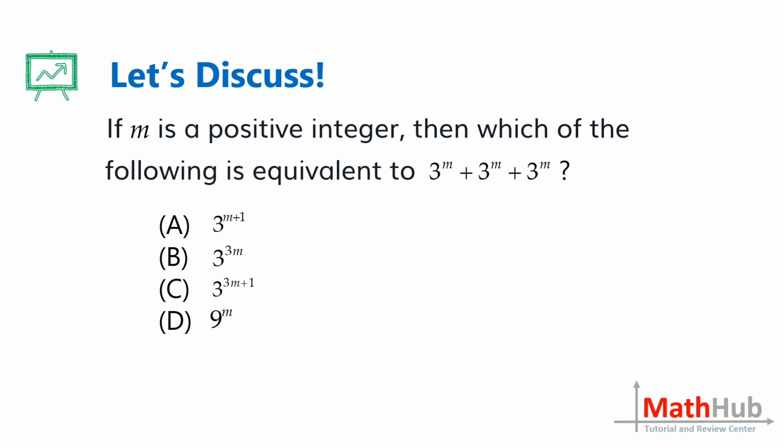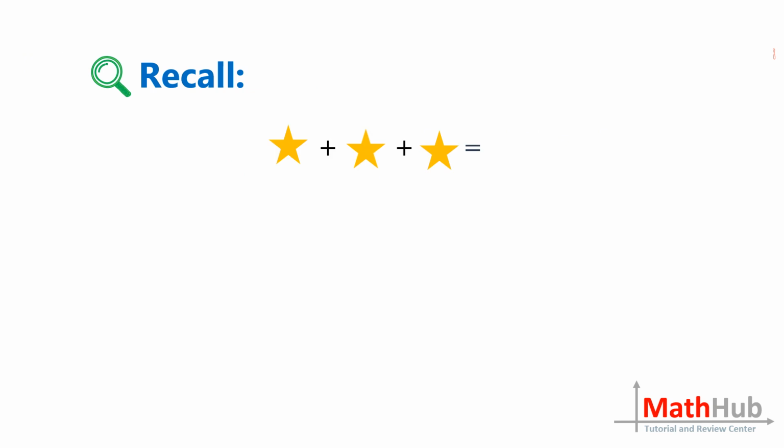For this example, we want to find an equivalent expression for 3 to the m plus 3 to the m plus 3 to the m. First, let us recall this. If I have a number added to itself 3 times, what is that? So for example, I have 5 plus 5 plus 5. Of course, you know that that's 15. But where did you get 15? It's actually 3 times 5, right?